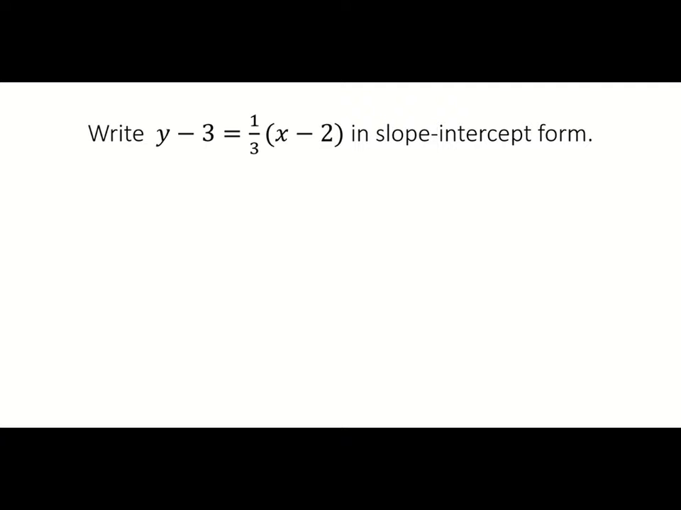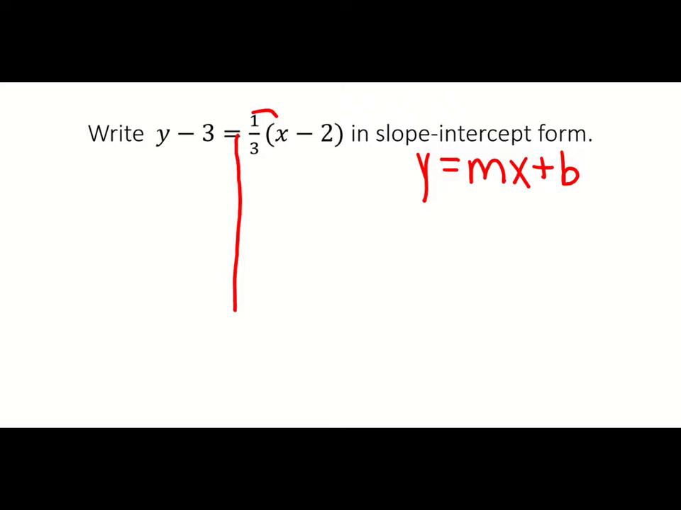So now we want to take that same equation we were just working with, y minus 3 equals 1/3 times x minus 2, and we want to write it in slope-intercept form. So if you recall, slope-intercept form is y equals mx plus b, where m is the slope and b is the y-intercept. So what we're going to do is get the y all by itself by solving this equation. But first, we need to distribute on the right-hand side to get rid of the parentheses.